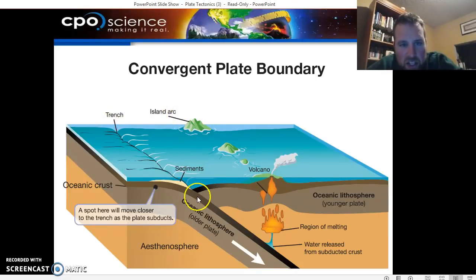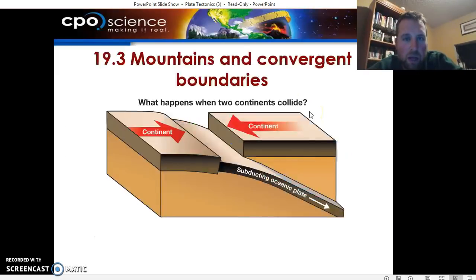And usually this occurs in the ocean. If you think about the islands of Japan and the Philippines, they are a lot like this. There's a subduction zone happening right near those islands. This is a convergent boundary.